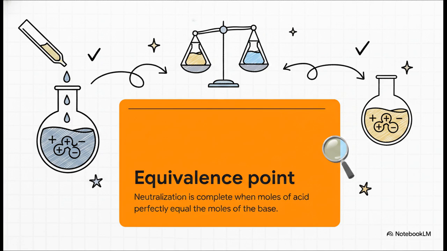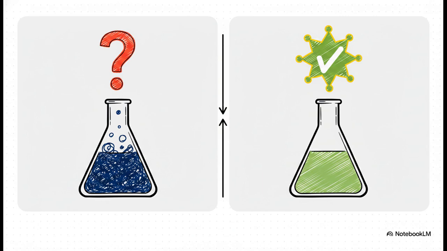This is the exact moment during a titration when the moles of our acid perfectly equal the moles of our base. It's literally the precise second our chemical scales balance perfectly, meaning our neutralization is 100% complete. Finding that exact split second, that is the entire goal of our physical experiment. Let's take a look at our two main characters.